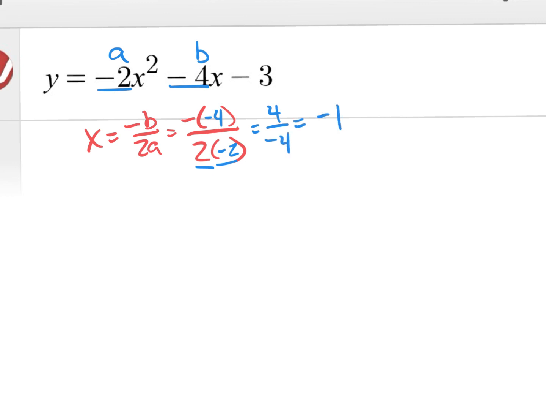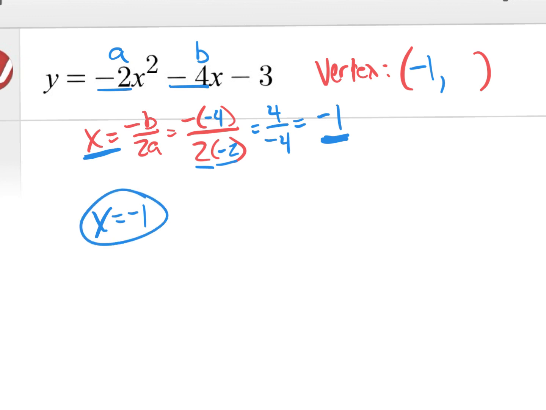So what is 4 divided by -4? That's a -1. What did we just find? We just found the x value. It says x equals -1. That is your vertex x value. The -1 is the x value of your vertex. You still need the y. How do you do that? You plug it back in, right? You know that x equals -1. Plug in that -1 right there and right there.